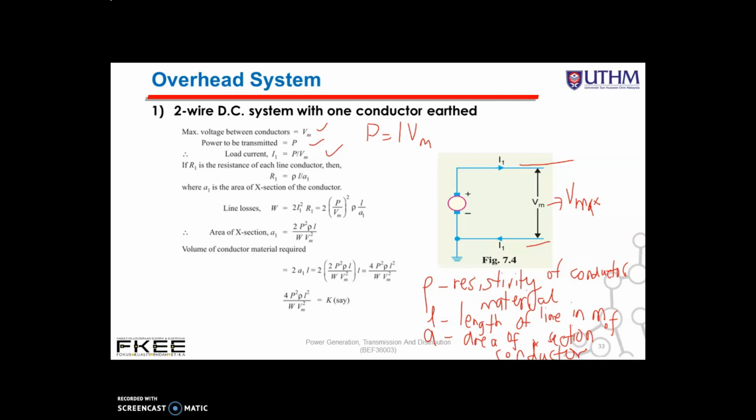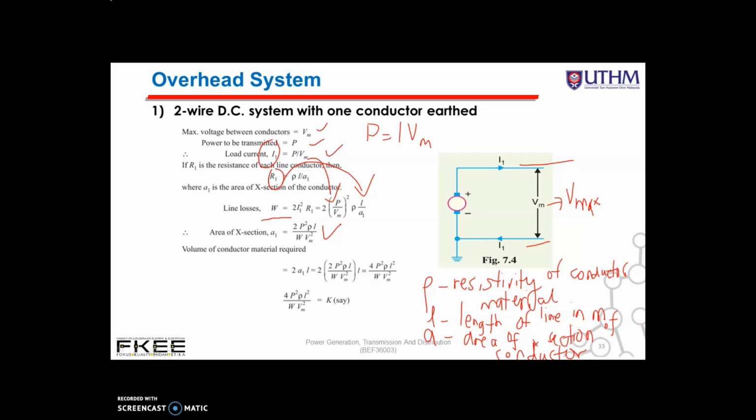Okay, so line losses. You have to calculate the line losses. Line losses W is equivalent to 2 I1 squared R1. Then you just substitute I1 here, so P over Vm squared, and then you substitute R1 here, rho L over A1. So the area of cross section A1 is, when you formalize this equation, 2P squared rho L over W Vm squared.